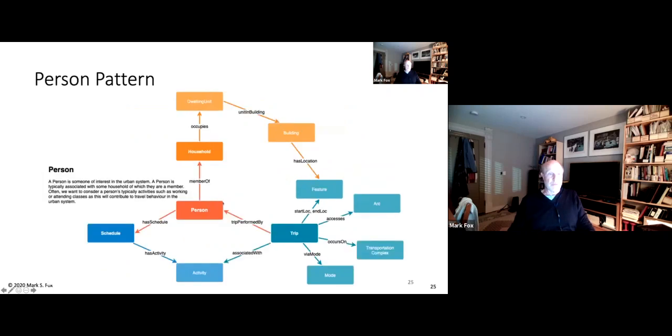We have a person pattern where a person is a member of a household that occupies some dwelling unit, which is a unit in a building, which has some location. They have a schedule that they follow in terms of going to work or school, which is composed of activities, and a trip is composed of activities, which have modes associated with it, which occurs on a particular transportation complex, et cetera. So you can see some of the terms reappear here. That's the connection between the other patterns, is things like arc.